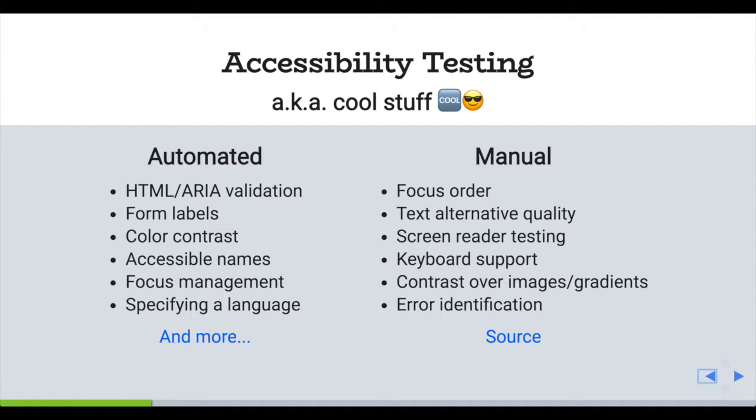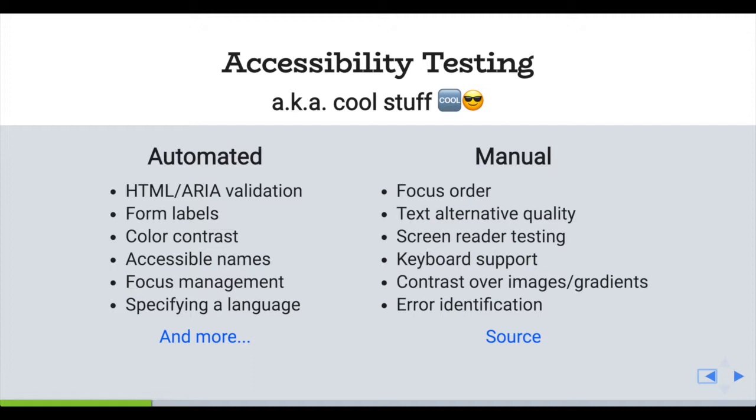And I have a link to our repository for AxeCore here in my slides of all of the rules that we actually test against. And then on the manual testing side, because we can't automate absolutely everything, we can't really automate focus order. Maybe in your own app you could, but from the AxeCore API level, we can't really determine that.